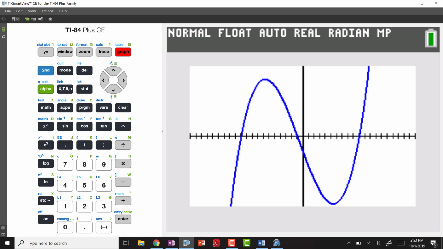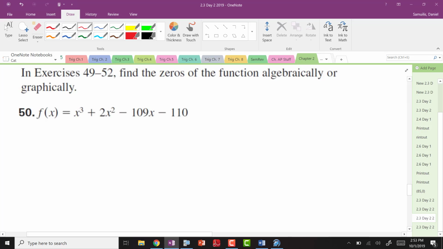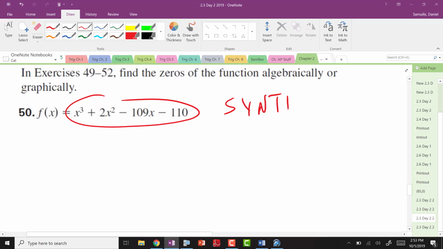Now it says in here, I think, find the zeros of the function algebraically. You're not ready to do that yet. That requires synthetic division, and maybe you've done it. We're going to do it later, so you can't do this yet. So it has to be graphically.